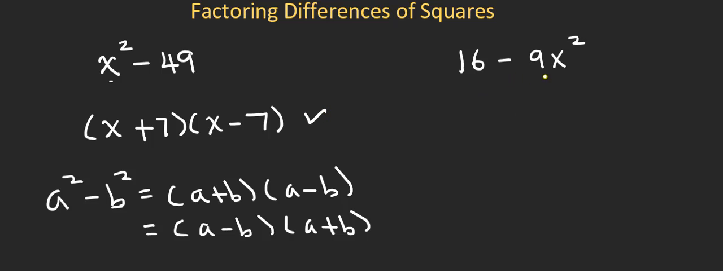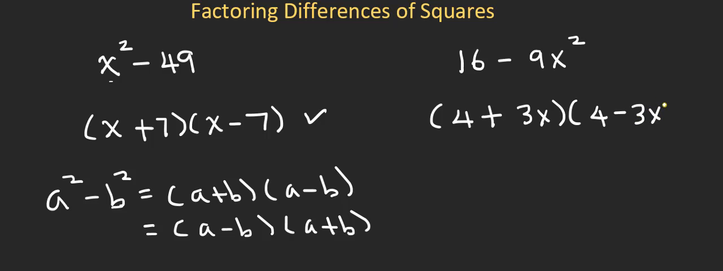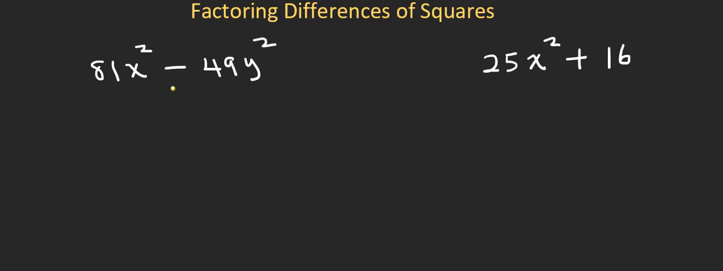What about 16 minus 9x squared? It's going to be square root of 16, which is 4, plus square root of 9x squared. It's going to be 3x, and 4 minus 3x. And of course, you could check your answer by foiling or multiplying this out and see if you get 16 minus 9x squared.